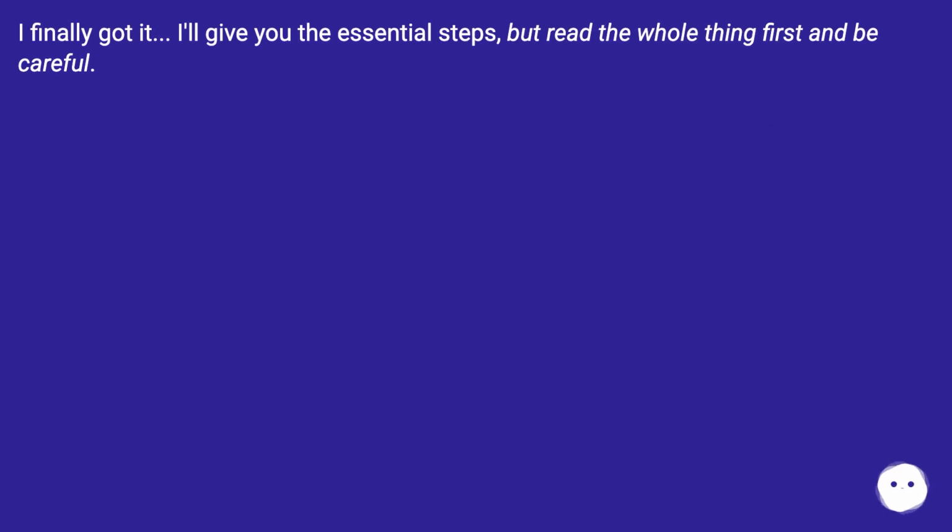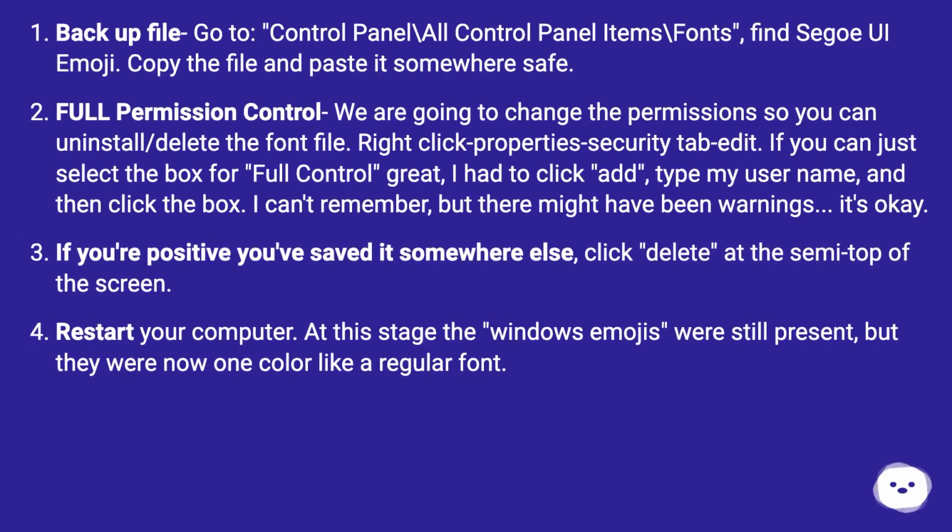I finally got it. I'll give you the essential steps, but read the whole thing first and be careful. Back up the file: go to Control Panel, All Control Panel Items, Fonts, and find Segoe UI Emoji. Copy the file and paste it somewhere safe. Next is full permission control. We are going to change the permissions so you can uninstall or delete the font file. Right-click, Properties, Security tab, Edit. If you can just select the box for full control, great. I had to click Add, type my username, and then click the box. I can't remember, but there might have been warnings. It's okay. If you're positive you've saved it somewhere else, click Delete at the semi-top of the screen.